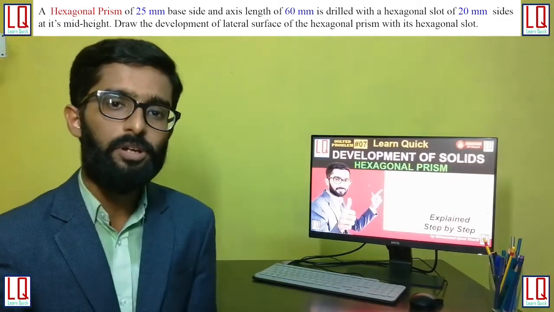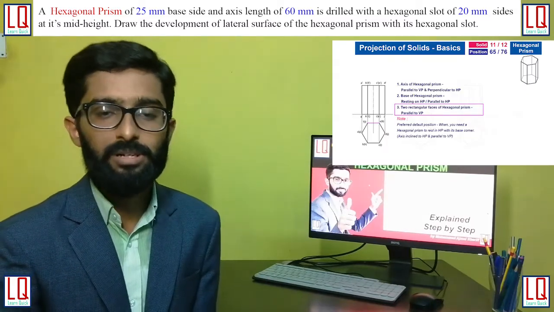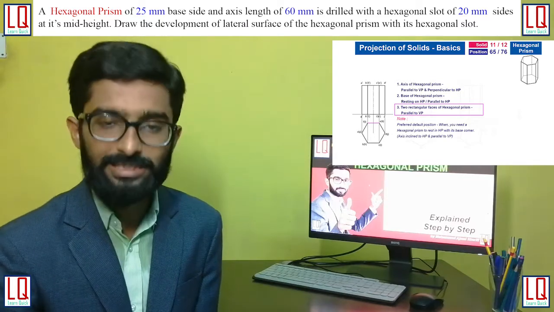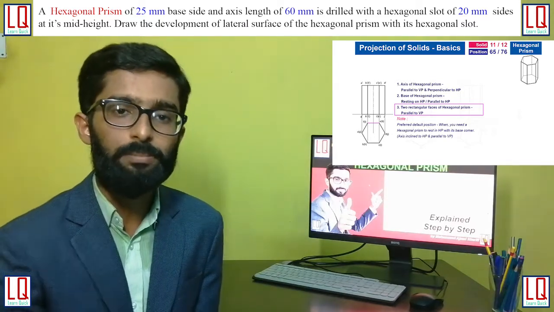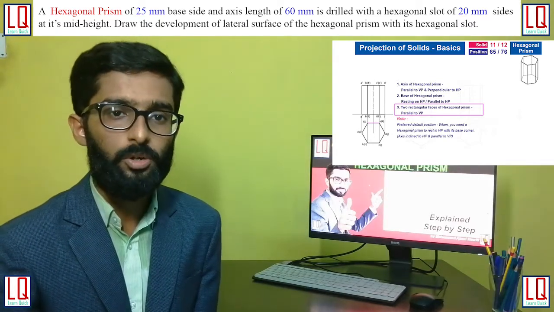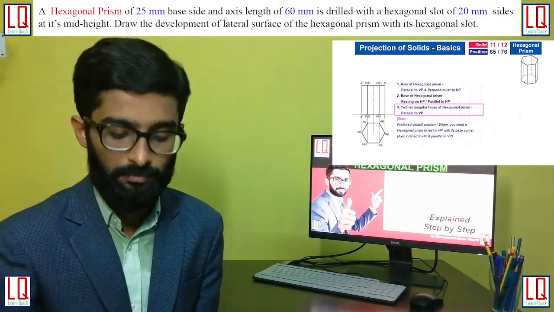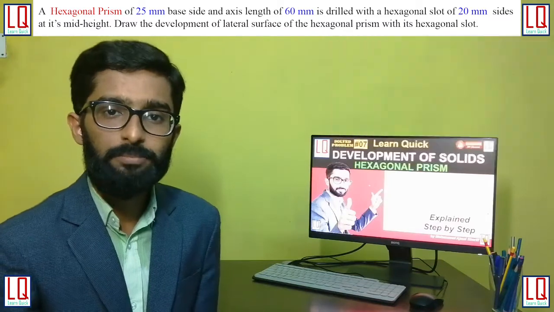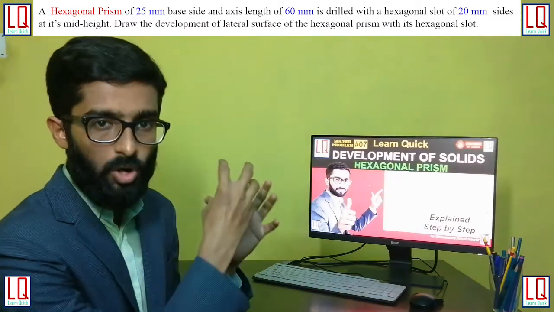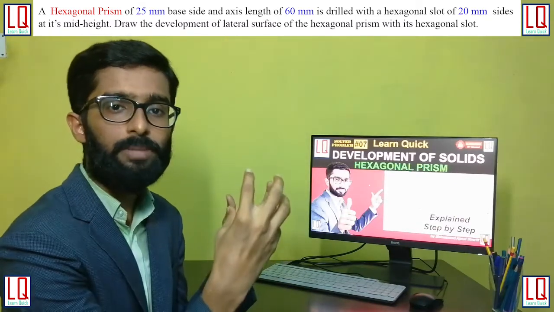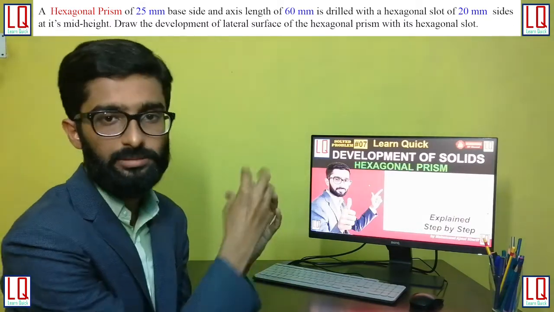So, to decide the default position of this hexagonal prism, we will refer to our previous video lecture Projection of Solids, position number 65, which lies in the 23rd minute of the video. To watch the video, you can click on the link which is available in the top right corner or in the description. So in this hexagonal prism, we are going to make a hexagonal slot.